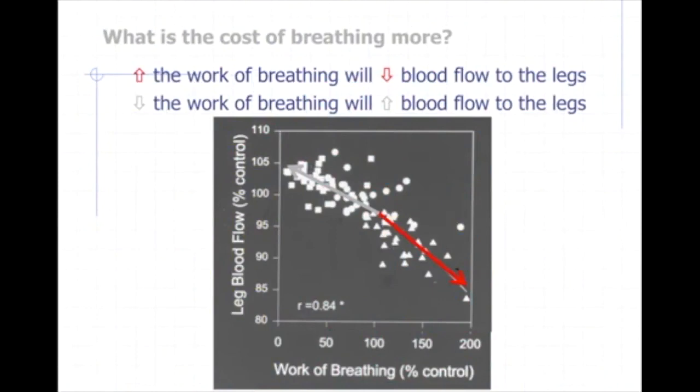So as we increase the work of breathing, the blood flow to the legs is going to go down, right? It's an inverse relationship. As I decrease the work of breathing, we'll be able to increase blood flow going to the legs. So if I am inspiring more and more and breathing more and more, I need to direct blood flow to those muscles of inspiration, like the diaphragm and the intercostal muscles. So my work of breathing is going to take away from that leg blood flow, and that's why we call it that respiratory steal.